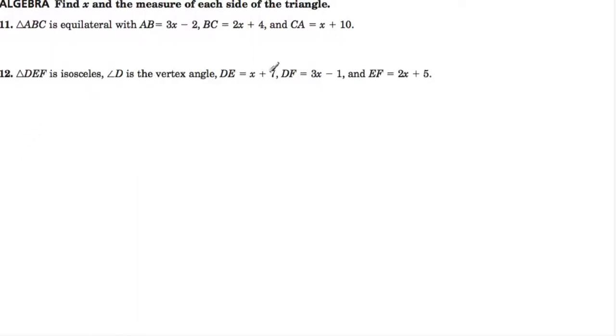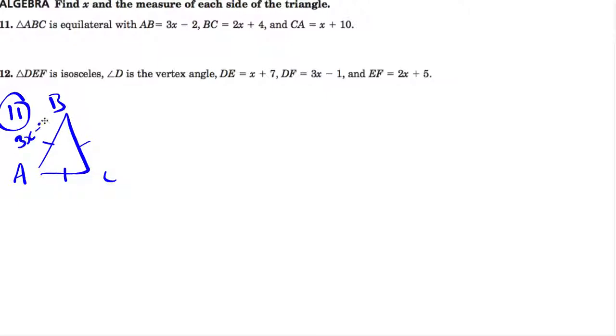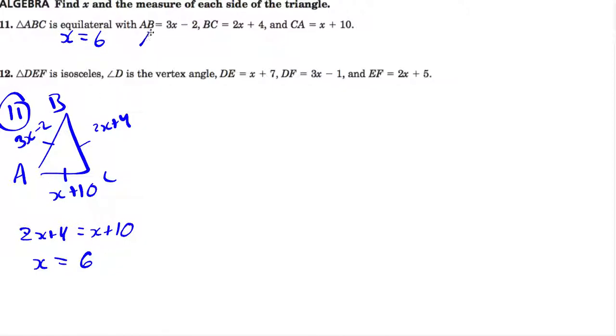All right, we can also have different algebraic equations. So triangle ABC for number 11 is equilateral. So if I just draw a picture, ABC, all 3 sides are congruent. AB is 3x minus 2, BC is 2x plus 4, and CA, or AC, is x plus 10. We want to find x and the measure of each side. So we could take any 2 sides, it doesn't matter. Here I could say 2x plus 4 is equal to x plus 10, and I'm going to get x is equal to 6.